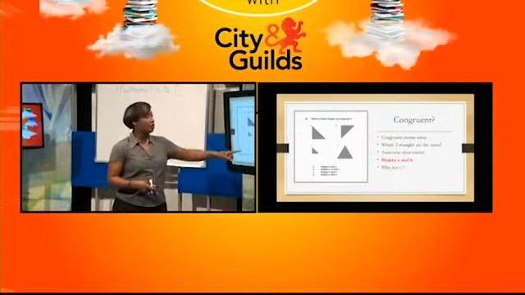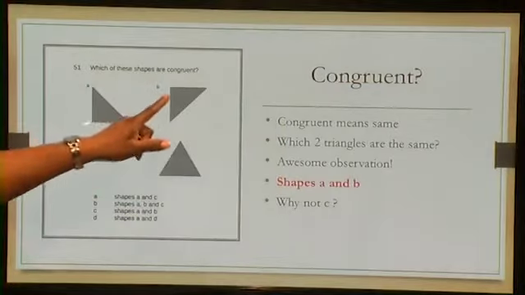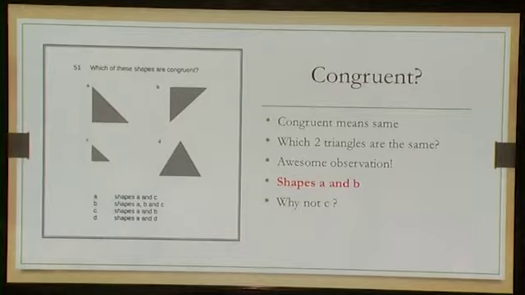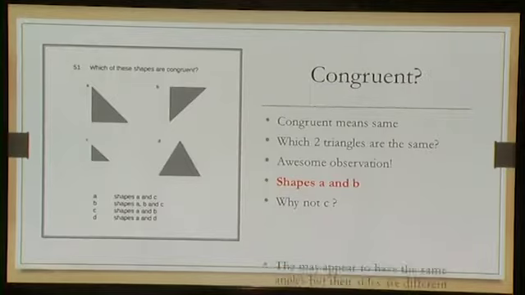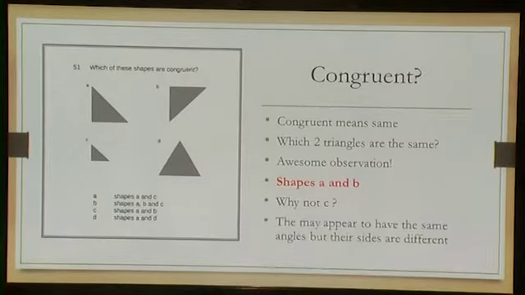C is not congruent to A, nor is it congruent to B, because the angles may be the same, but the sides are not. And when you talk about congruency, all the lengths of the sides and the angles must be the same. So the sides are different. So C is not congruent to the other two.